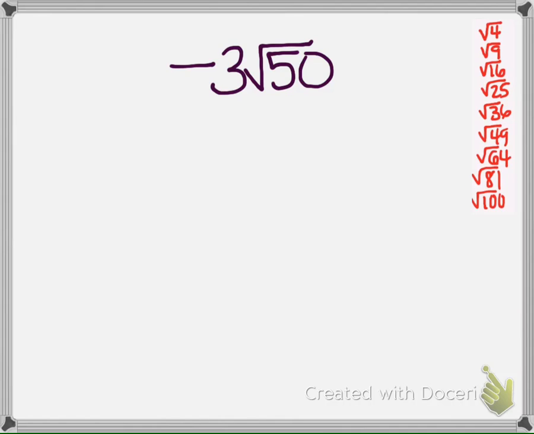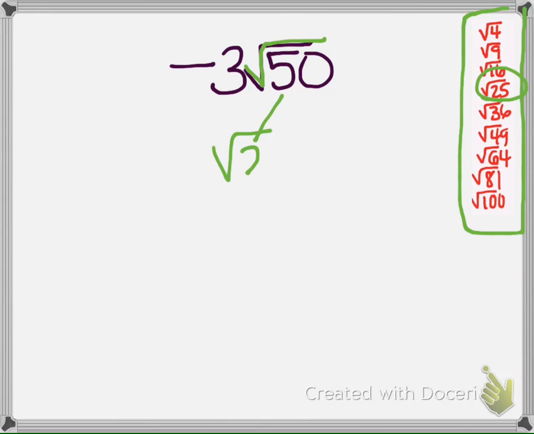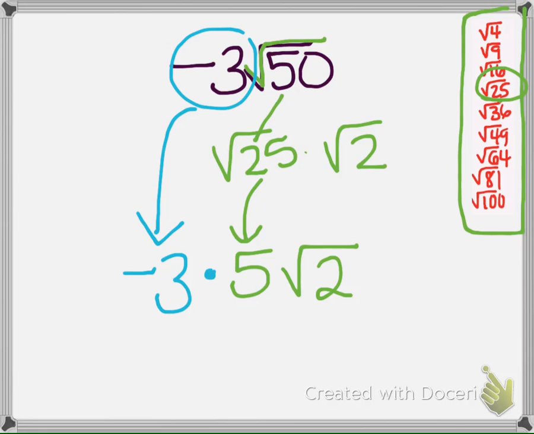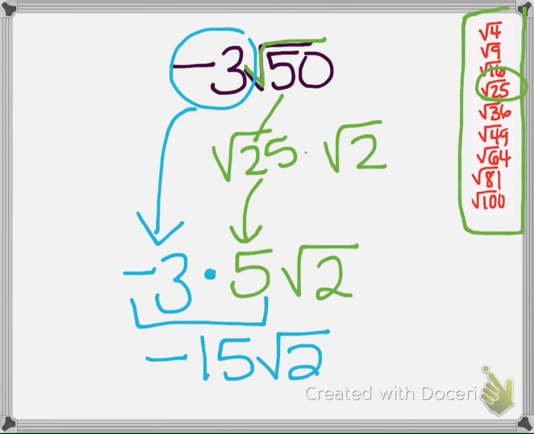Okay, so we have to take the square root of 50 and find which number that is a perfect square here in our list can go into 50. So I'm going to go with 25. So square root of 25 times the square root of 2. So the square root of 25 is 5. So we get 5 radical 2. But this -3 here was being multiplied to the square root of 50, so we have to multiply it. So -3 times 5 is -15 radical 2.